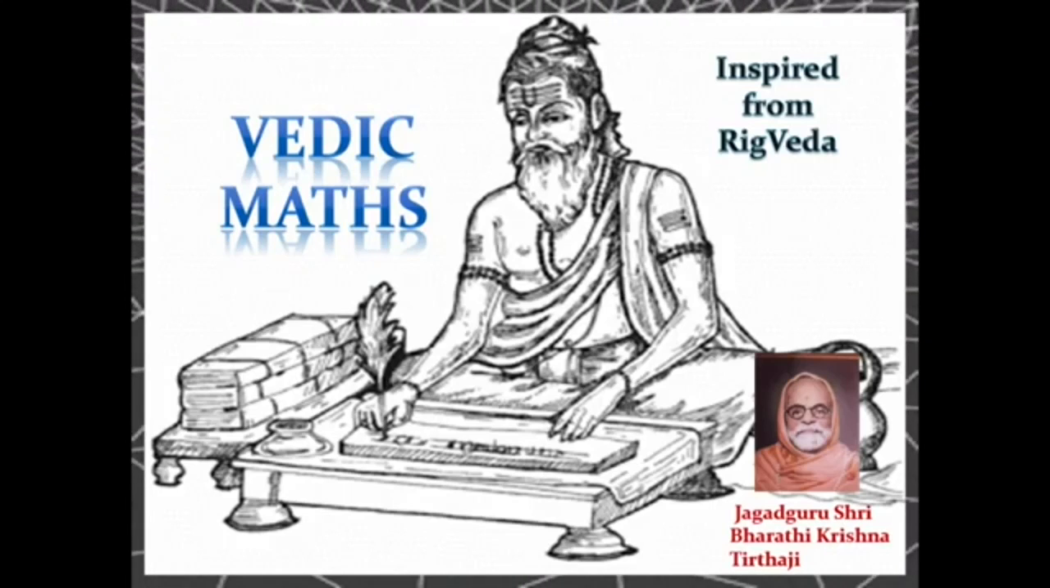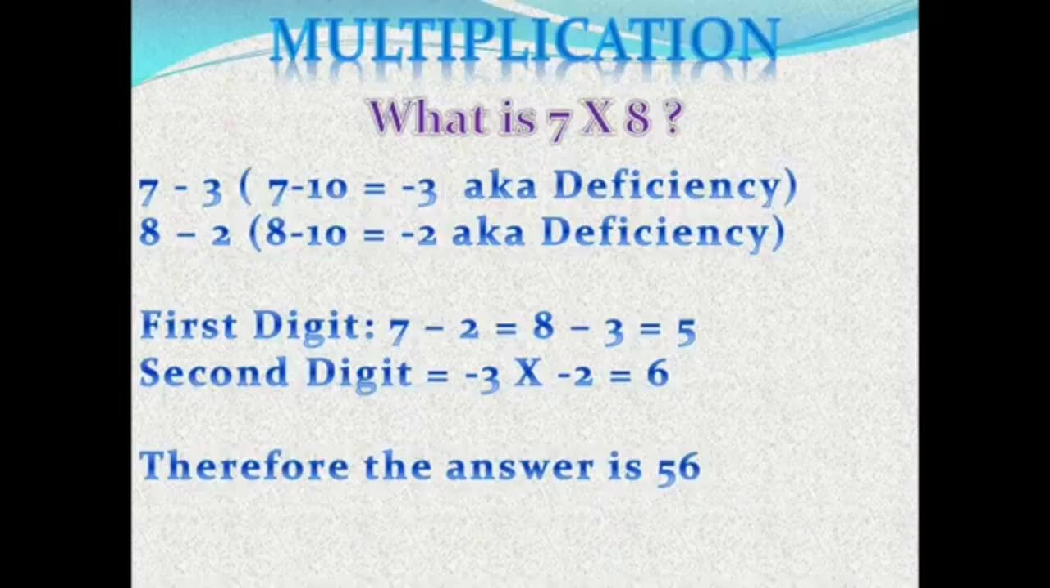Just have a look, guys. What is 7 times 8? If you were to multiply, we can simply tell it's 56. Why? Because we have learned these tables from our childhood and we are well acquainted with them. So we can tell 7 times 8 is 56.